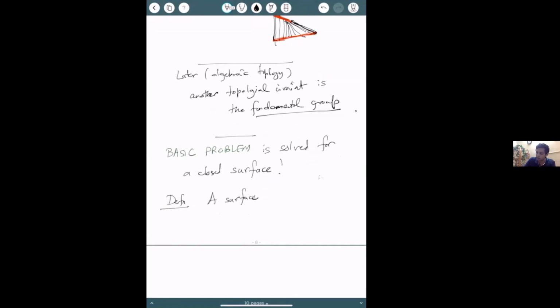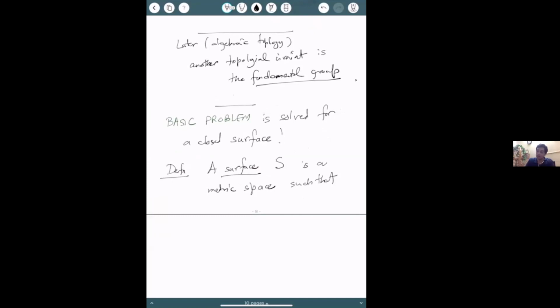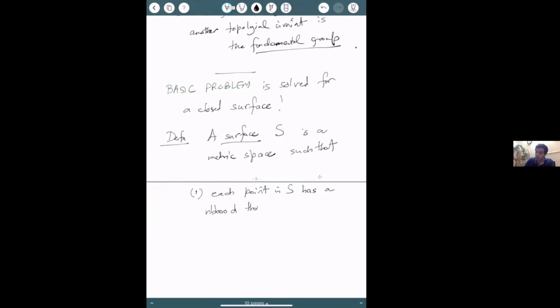So a surface is a particular kind of topological space. I'll think of it as a metric space, which is easier to imagine. It's a metric space such that it looks like the plane at every point. So how do you write it mathematically? Each point in S has a neighborhood. You can think of this neighborhood as a metric ball, a metric disk, a neighborhood that is homeomorphic to R2.